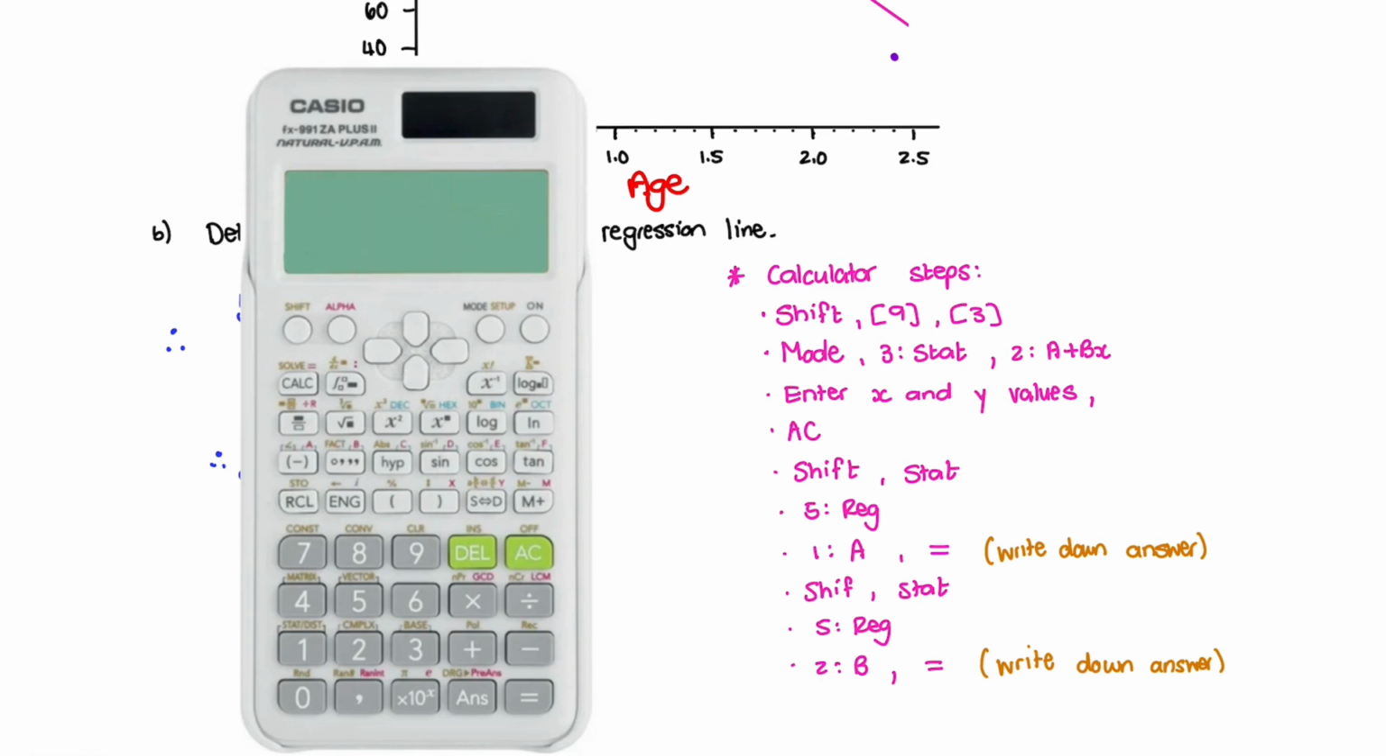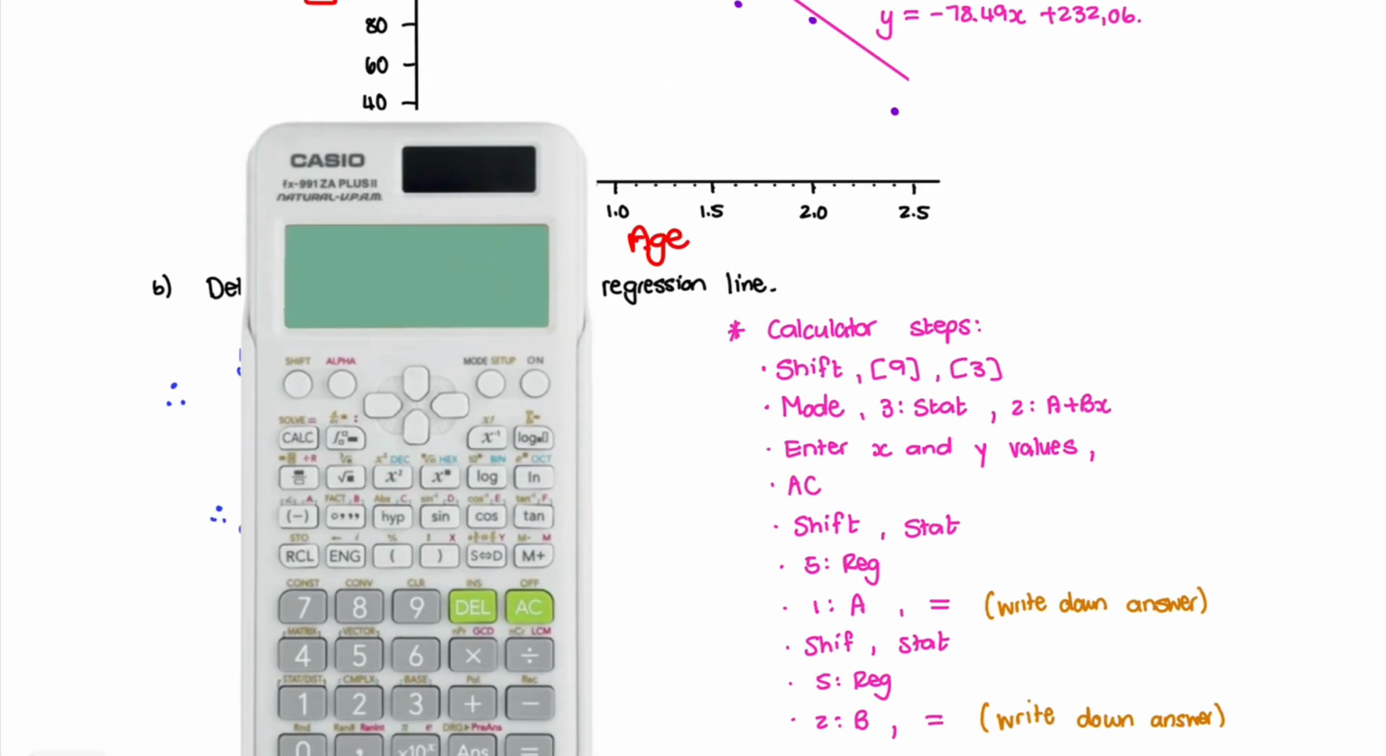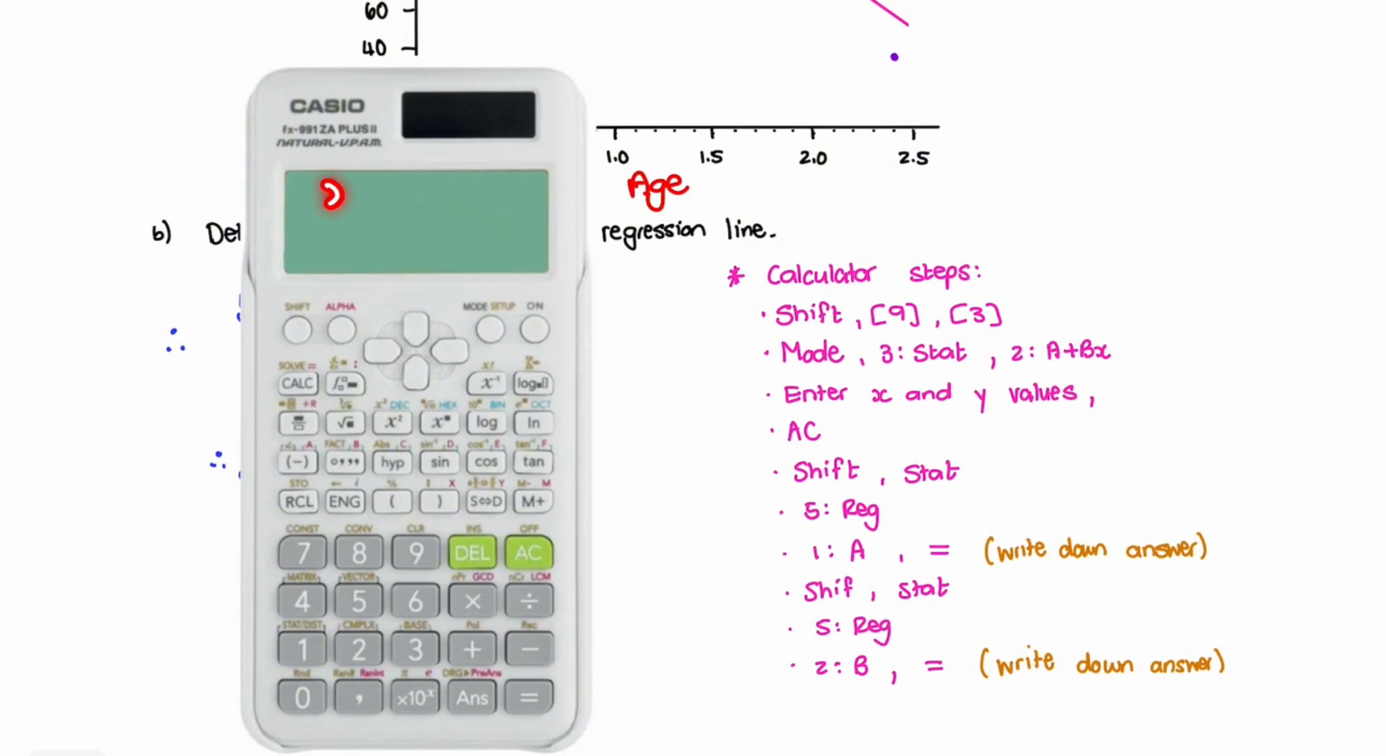Now it's important, when you enter the x values and y values, they need to correspond with each other. So the first x value is 2.4. Then the first y value must be 38. So please take your time when you enter the x and y values on your calculator. Once you have entered all the values, you press AC and your calculator screen would clear.